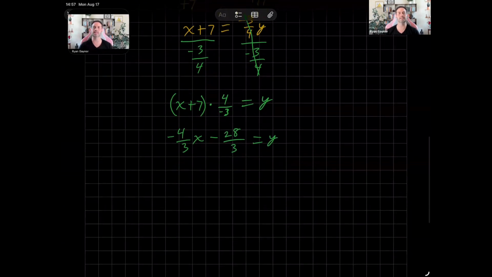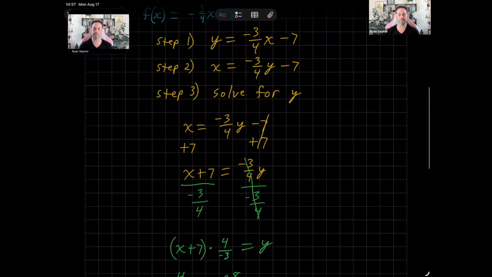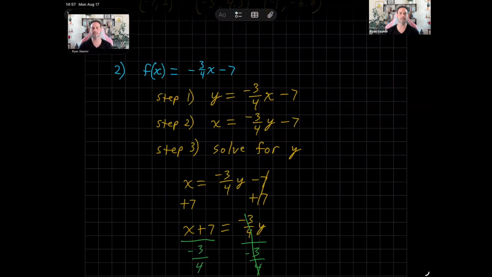I'm just going to write it in the function notation for inverse. So that would be f to the power of -1 of x. So that symbol is for inverse. And then equals, and then we have the -4/3 x minus the 28 over 3. So this is the inverse of the original function, which was this one, the -3/4 x minus 7.